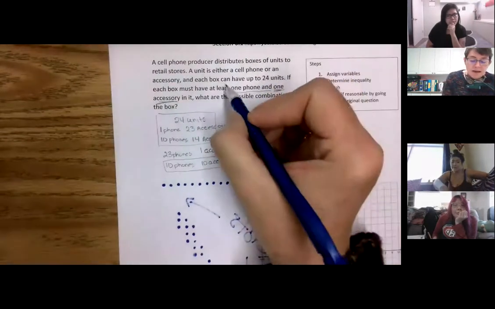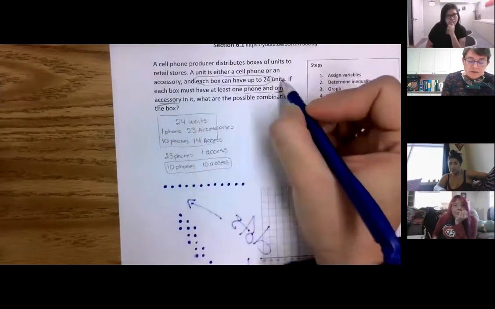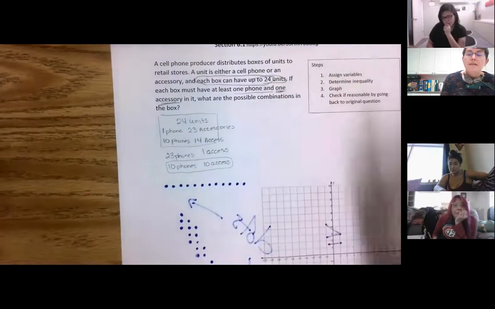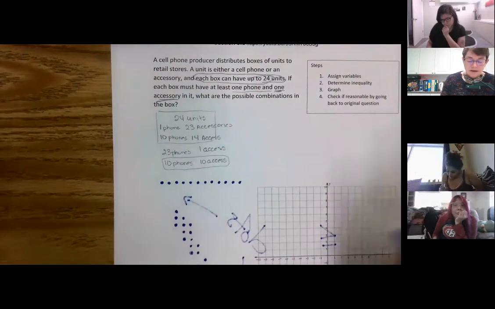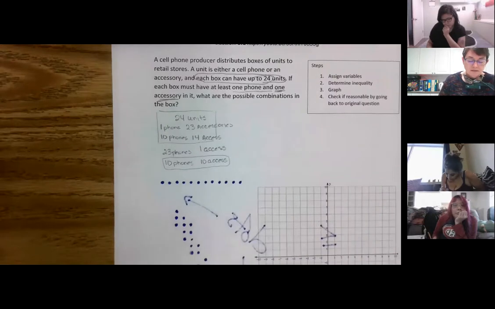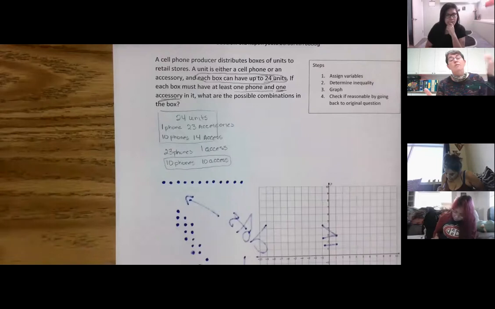Okay. Because what's the key? Each box can have up to 24 units. So this is another hint that's going to tell us about our inequality. So less is fine. You have to have at least one of each. So literally they could send a box that had one phone and one accessory, and that would be okay.